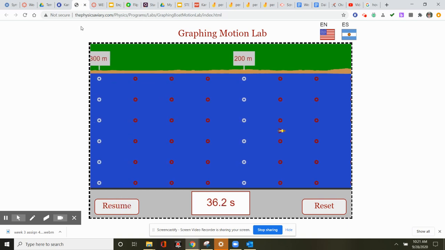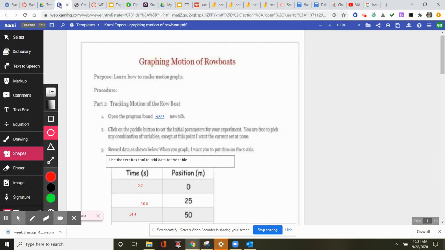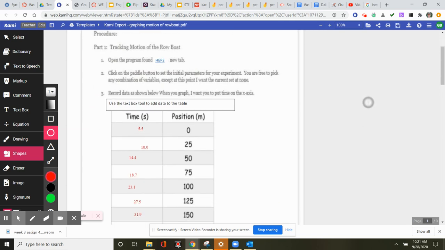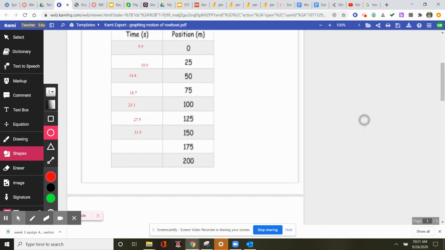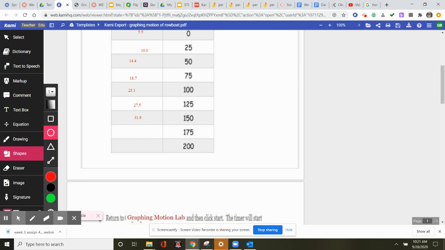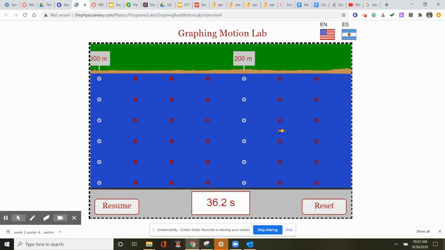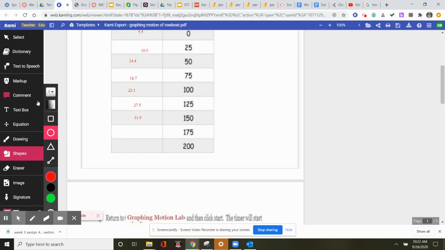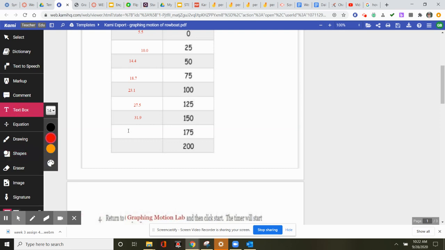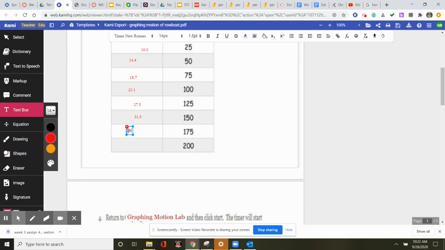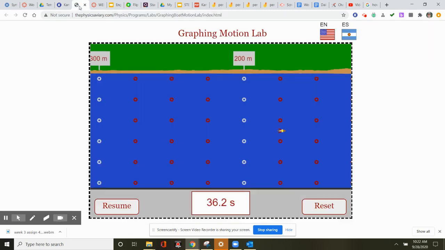Pause. So then I'm going to go to my graph. And I've just downloaded this Cami document so that I can make it bigger and write on it. I don't know if that's possible for you to do, but it let me share it or download it into my Google Drive so I can see it better. So what was the time? 36.2. So I'm going to make a text box and I'm going to write 36.2.